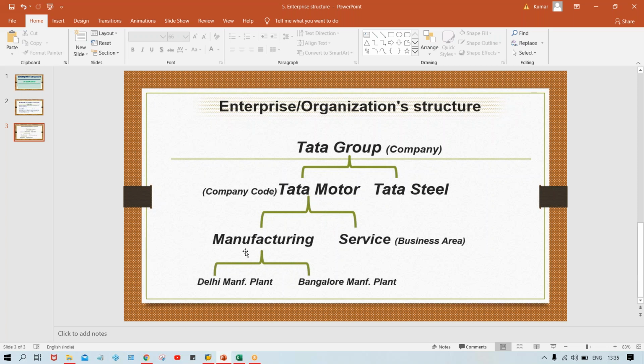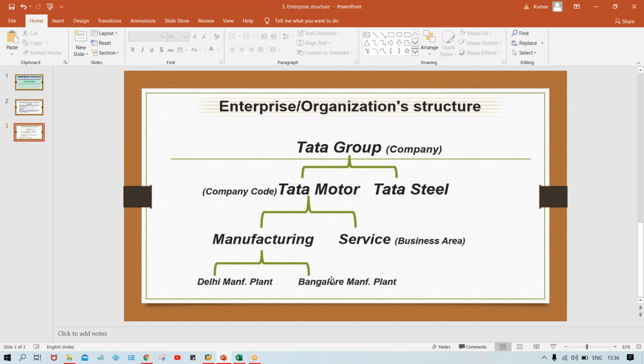So now, all these things. First of all, Tata Group, Tata Motor, then under Tata Motor we have a manufacturing area and a service area. Under manufacturing we have different plants. So these things are going to be set up in SAP. These things are going to be configured in SAP. Why are these configurations required, guys? I'll tell you.